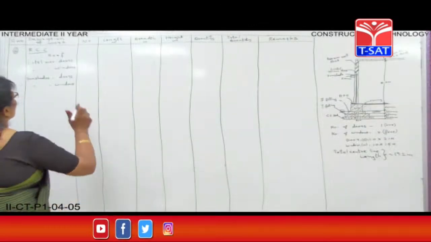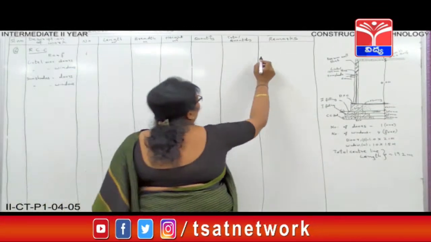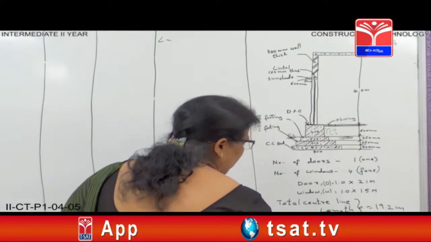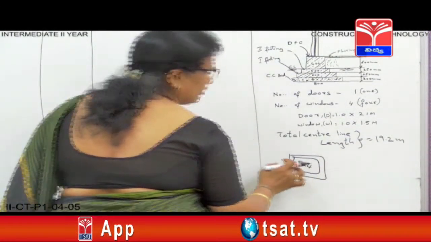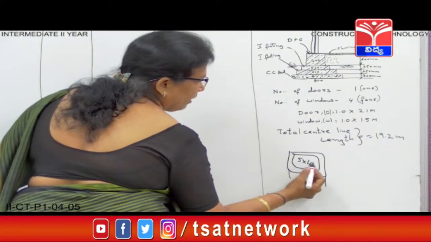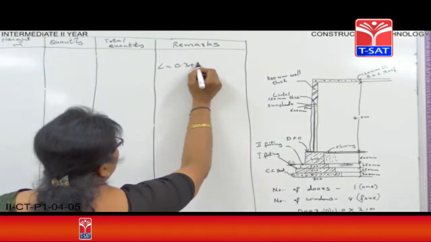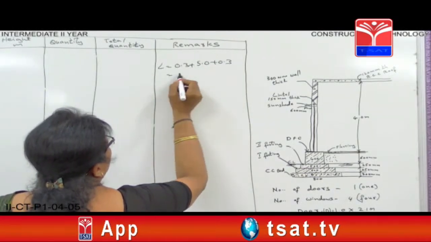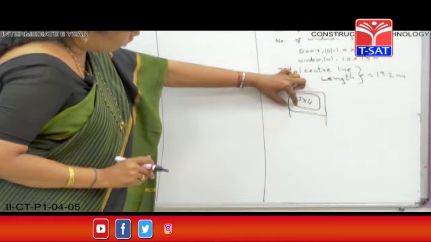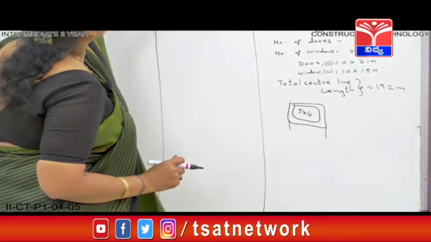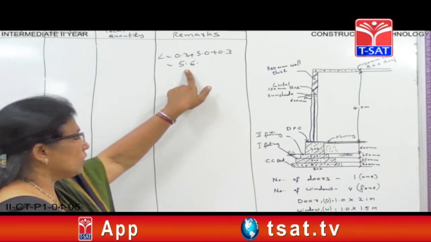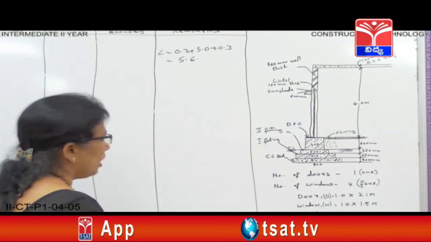Now RCC for roof. First, number 1, the length of the roof. You have the plan here, that is room size is 5 by 4. So the thickness here is 0.3 and the thickness here is 0.3. So here you have to take the whole length, 0.3 plus 5.0 plus 0.3. This is the wall width and this is the wall width, that is 0.3 and 0.3, and in between is the length of the room, that is 5. So the length of the roof is 5.6.